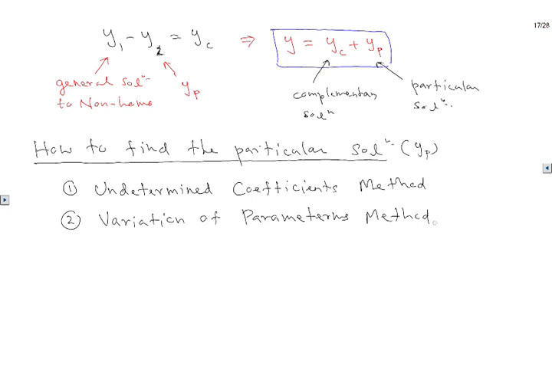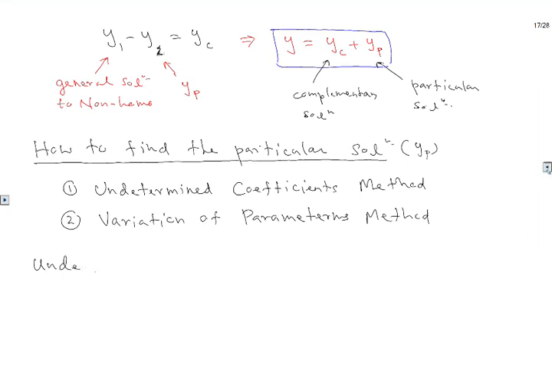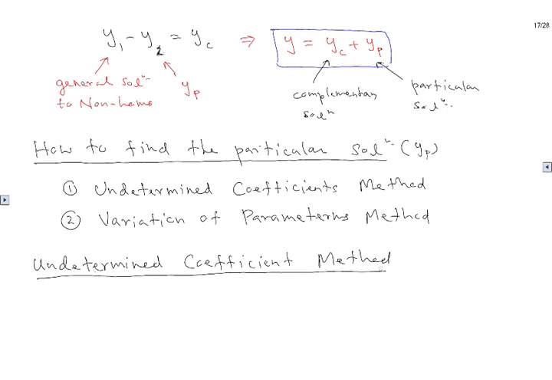So with the undetermined coefficient method, we can solve only three types of differential equations. So let's talk about that more. Under this technique, we can solve three types of differential equations.